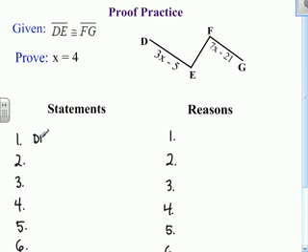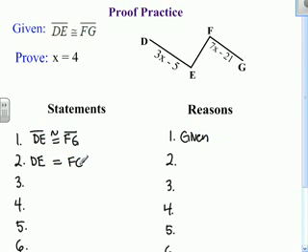Okay, so hopefully on yours you have the given down, because that's always a really smart thing to put down first. So we have segment DE is congruent to segment FG, and that is given. Now if things are congruent, that means the distance from D to E is equal to the distance from F to G, and as we saw from the last proof as well, that's the definition of congruence. It means that you're the same length.